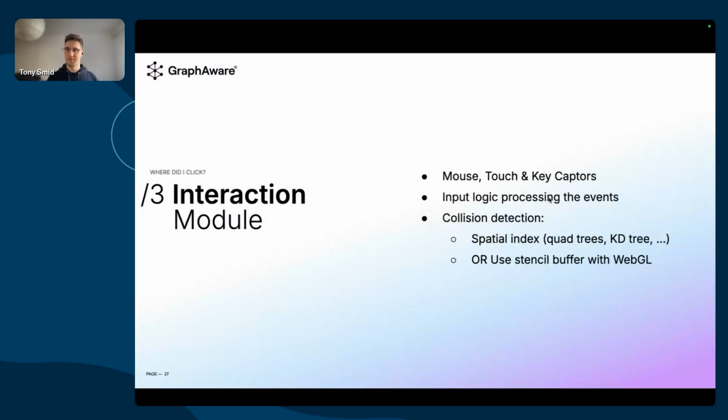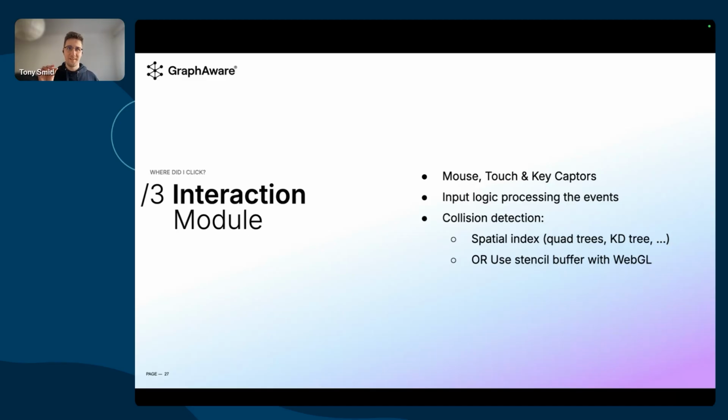All right, enough about rendering. We are getting out of time. 8 minutes left. So let's look at the interaction module. The interaction module, you would definitely need something like this. You need to capture mouse and touch events and key events, and have some custom logic to process those events to know what actually happens to the graph.